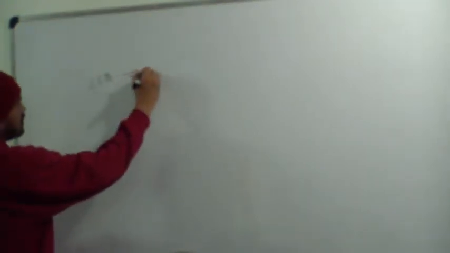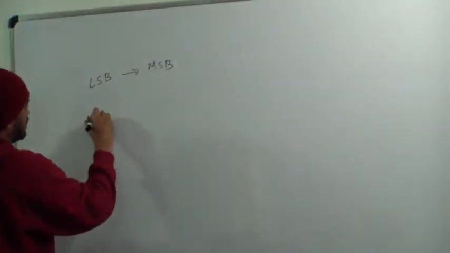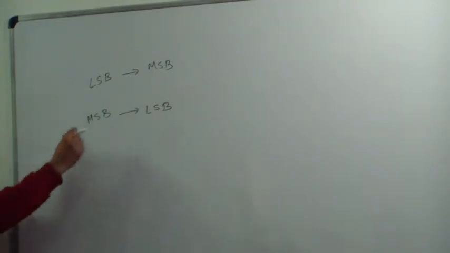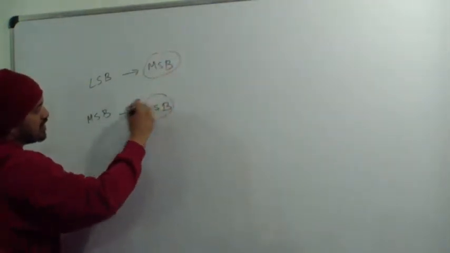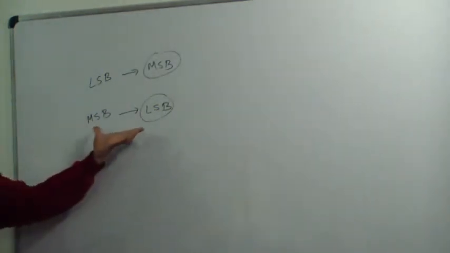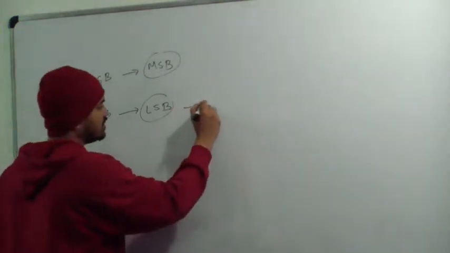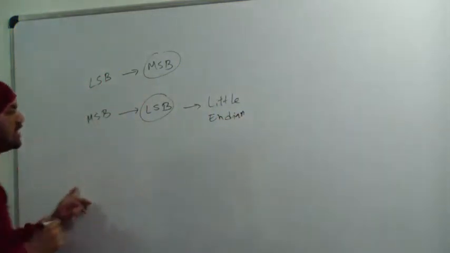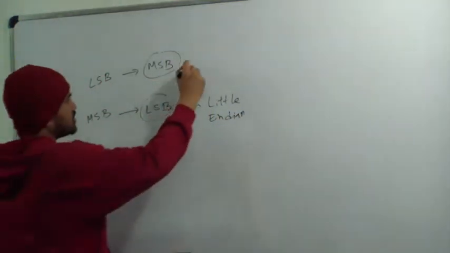Everybody aware of Little Endian, Big Endian? Okay. So depending on the position of your MSB and LSB, you define what is Little Endian and what is Big Endian. If you have this particular situation, this is called Little Endian, not Indian from India. And this is your Big Endian.